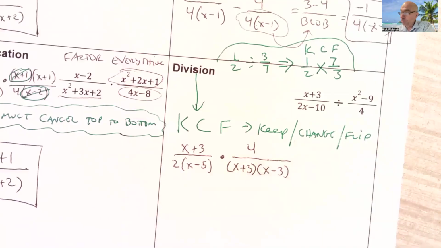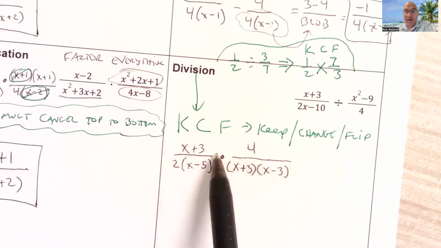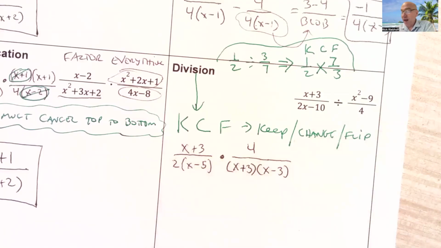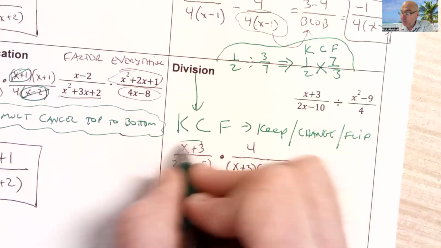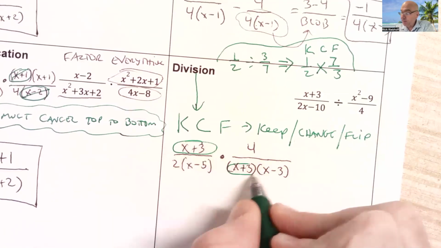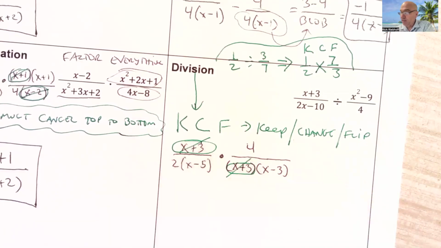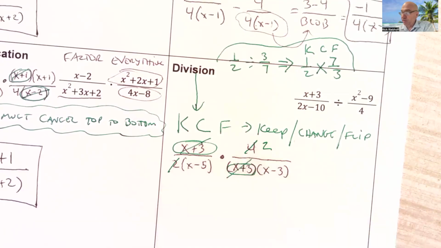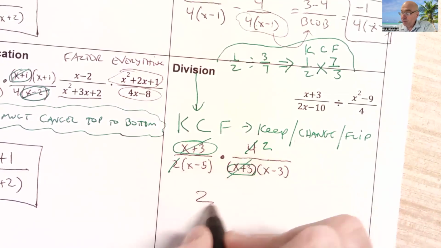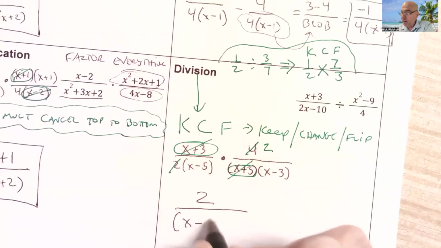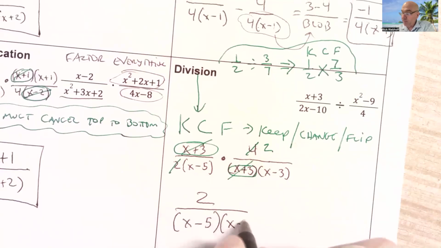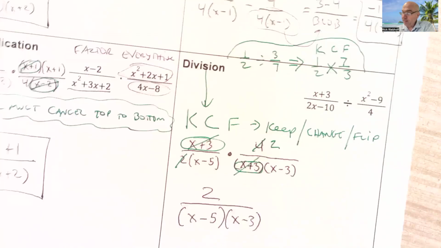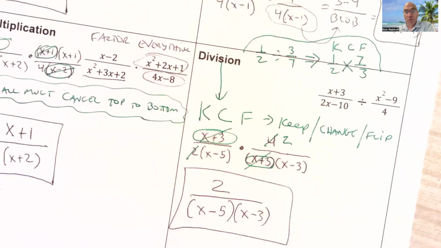Cool. All right. Now that I've got this, I've factored everything, right? I've kept, changed, flipped, and now things are going to cancel out. I see an x plus 3 here and an x plus 3 here. Those are going to cancel out. I see a 4 on top and a 2 on the bottom. They mostly cancel, except there's a 2 left over on the top, and I can't do anything about these two. So it's going to be 2 over x minus 5 times x minus 3. And that's it.